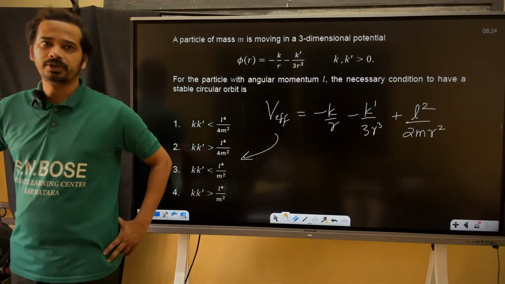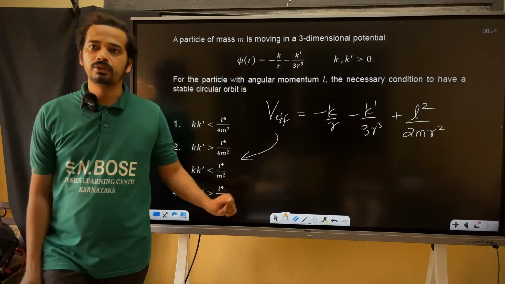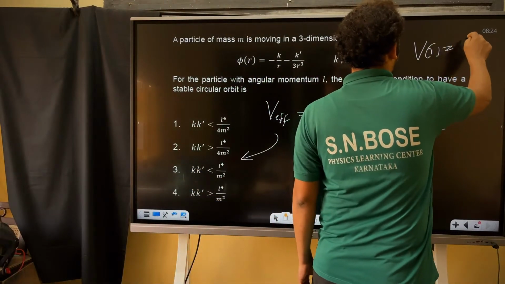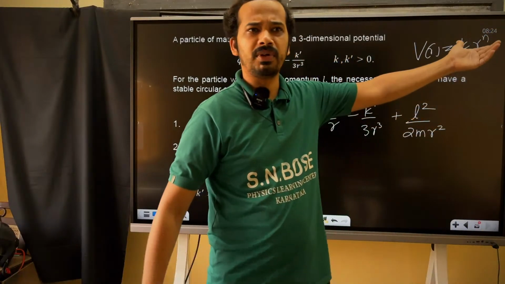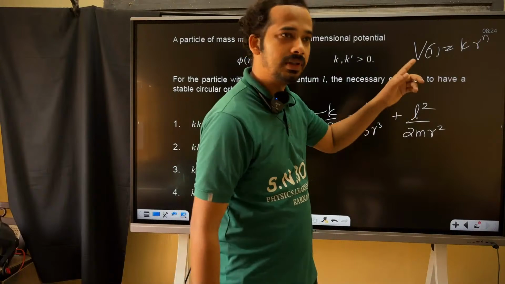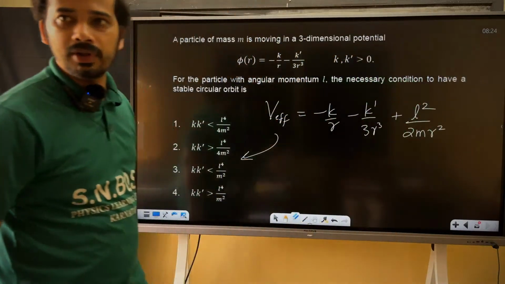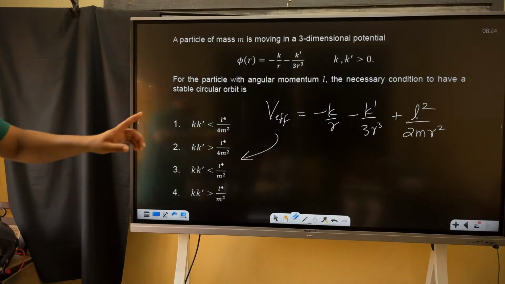Then only you can have a stable circular orbit. A stable circular orbit is possible only when V effective has a minimum. In Goldstein he worked out a very simple potential like V of R is equal to some k r power n, and he proved it for n greater than -3 or -2 actually. But that won't work here, am I right? Look into this one. He gave a different potential. It's purely derivative, this particular question.